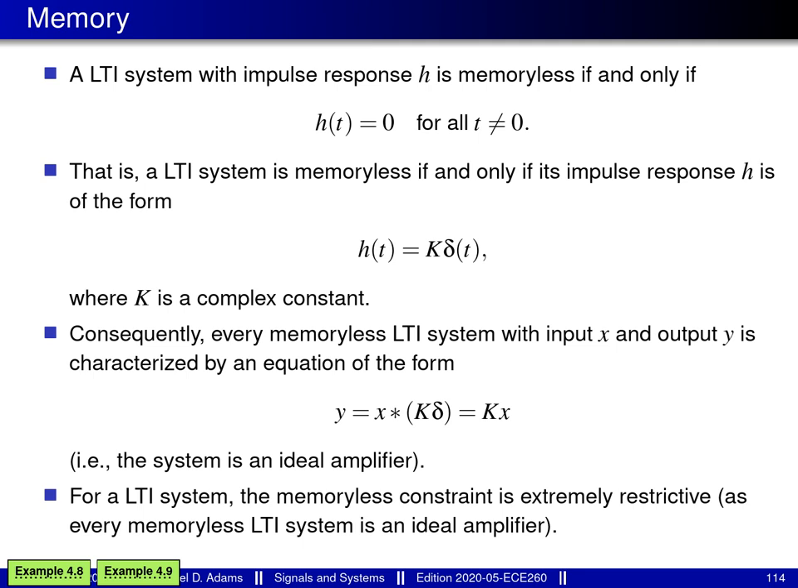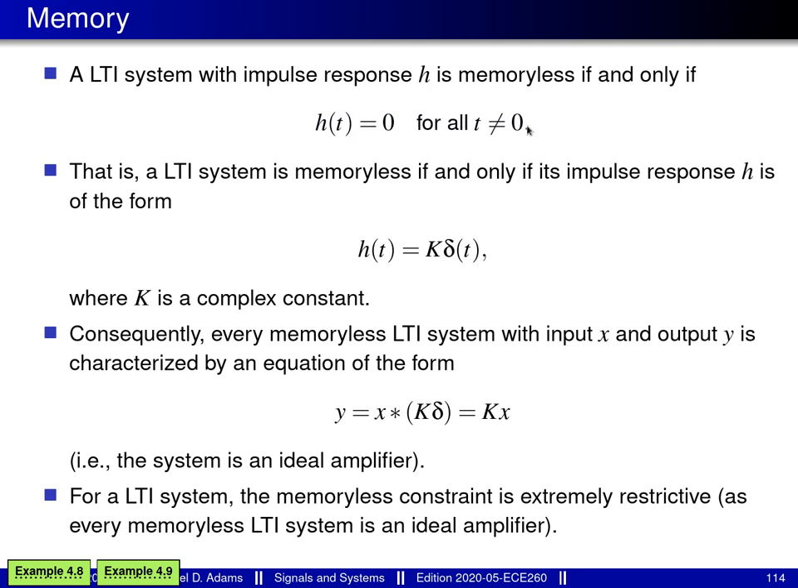The first property that I'd like to consider is the property of memorylessness. As it turns out, the way that the memoryless property manifests itself in terms of the impulse response of an LTI system is in the following way. An LTI system with the impulse response h is memoryless if and only if this condition is satisfied. In other words, the impulse response is zero everywhere except at the origin.